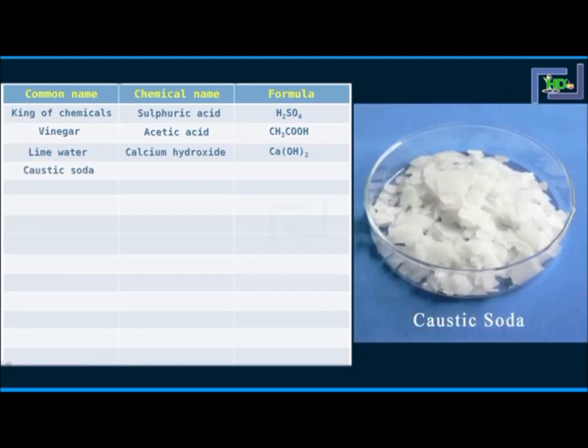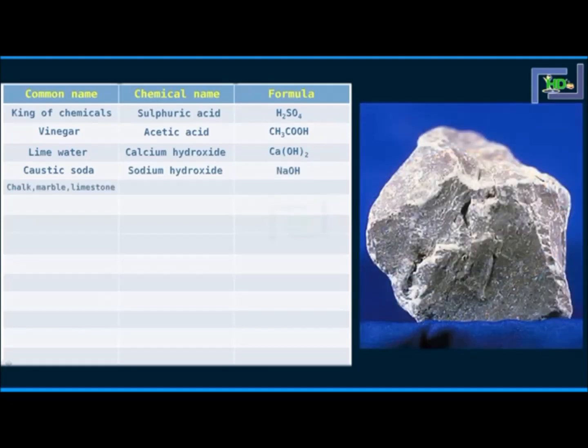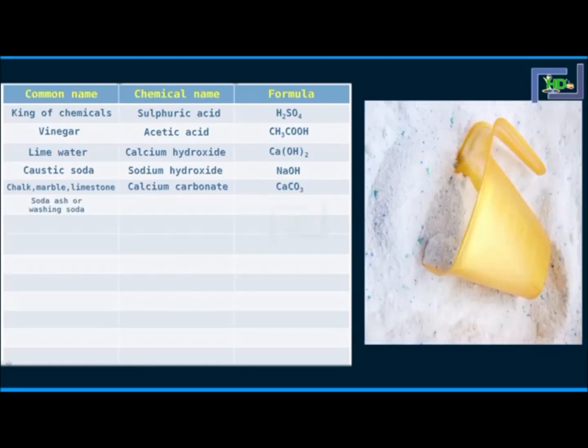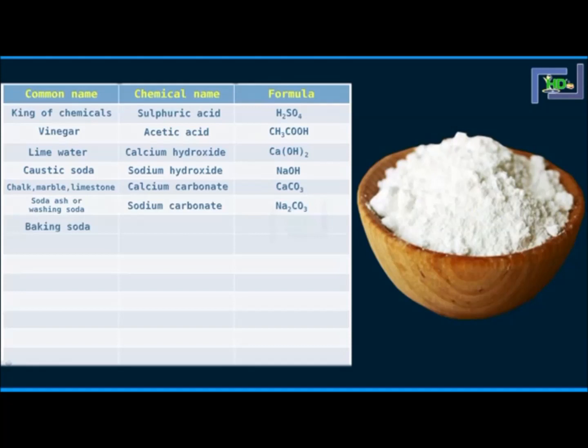Caustic soda. Where do we use this? Yes, it is sodium hydroxide. The formula is NaOH. Chalk, marble, limestone. It is calcium carbonate. The formula is CaCO3. Washing soda. Washing soda, surf. It is sodium carbonate, Na2CO3. And baking soda. Baking soda is used in the kitchen. It is sodium bicarbonate and the formula is NaHCO3.